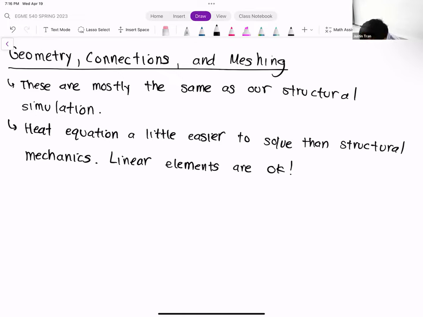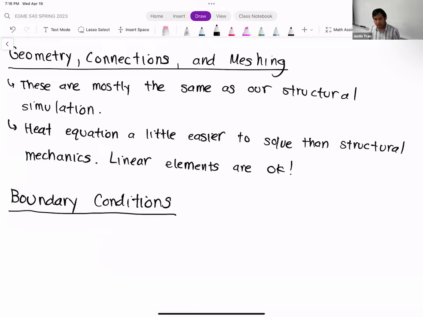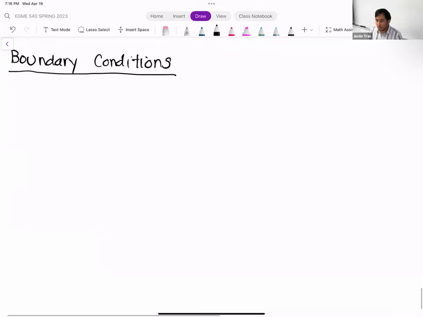This is where you're going to have the biggest difference. Okay. And so, of course, if you're running a thermal simulation with a very different governing equation, then your boundary conditions are all going to be different. And so let's talk about some of the more common ones that you'll probably use in practice and talk about what they mean. So let's start with the most simple one. So let's start with the temperature boundary condition.